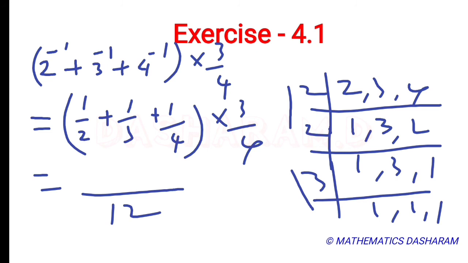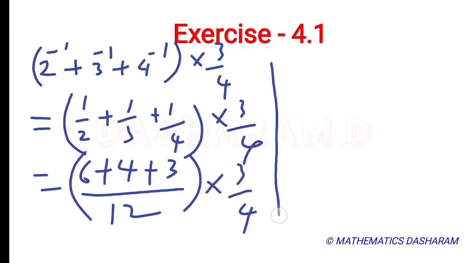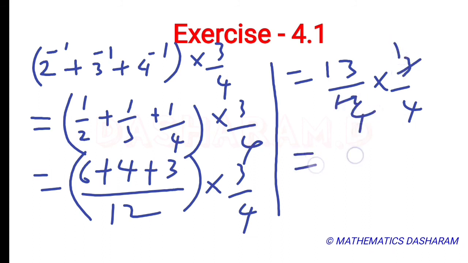12 in the 2 table, 6 sixes, so 6 into numerator. 12 in the 3 table, 4 fours, so 4 into numerator. 12 in the 4 table, 3 threes, so 3 into numerator. Into 3 by 4. So it equals 6 plus 4 is 10, 10 plus 3 is 13, by 12 into 3 by 4. So 3 ones are 3, 3 fours are 12. 13, 4 fours are 16. So 13 by 16 is our answer.